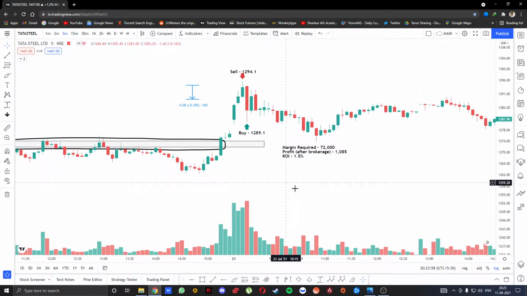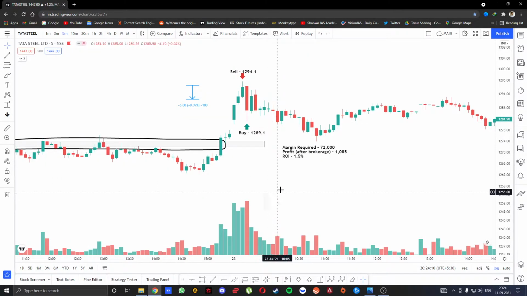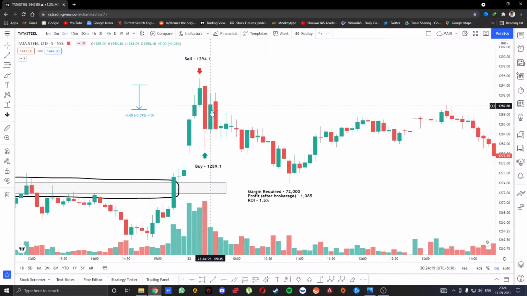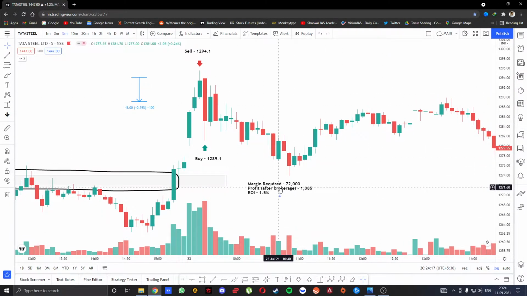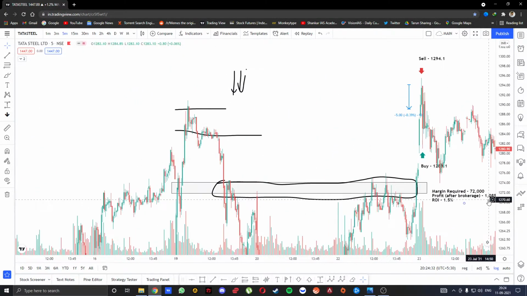So what I do is I entered, this was actually a 1-minute trade and I entered just 250 shares and I got filled within 1 minute. So not a huge profit on this trade, but I just entered on this candle and exited on this. Margin required was 72,000. Profit after brokerage was 1,000. ROI 1.5%. The stock moved almost exactly 5 rupees. So yes, simple trade.